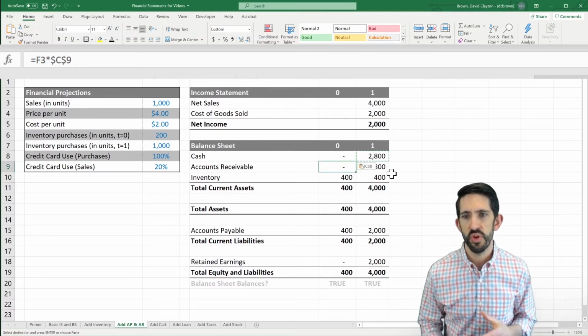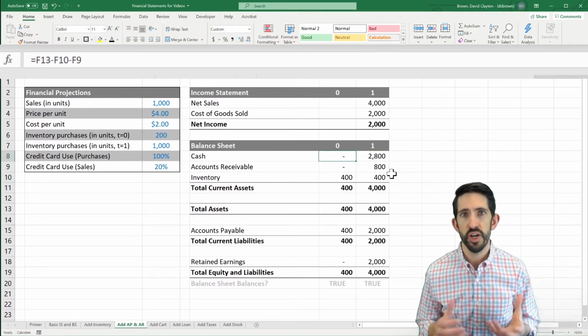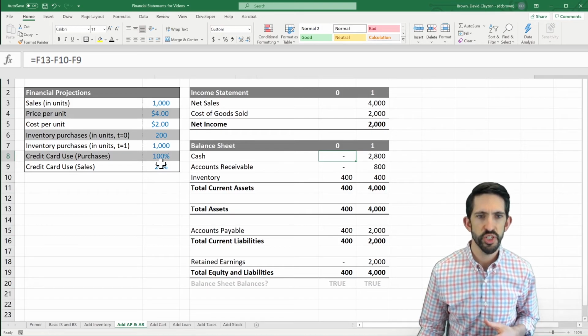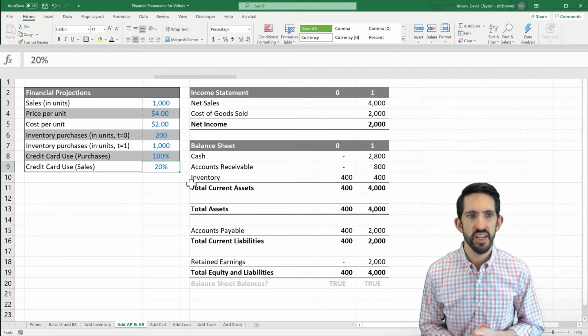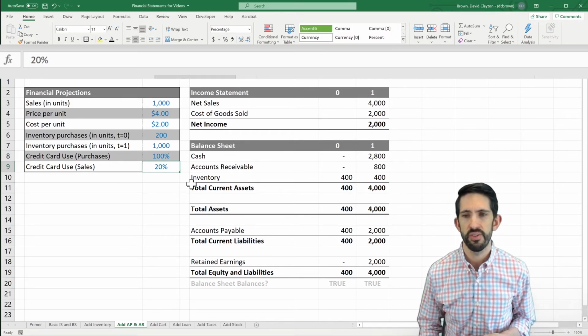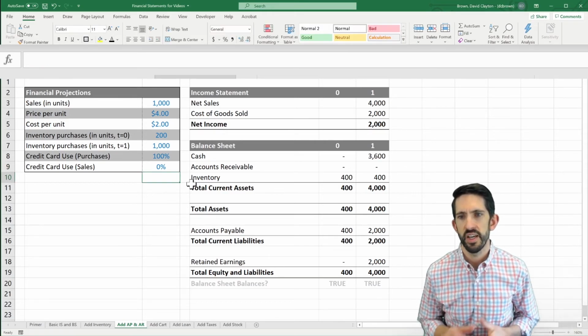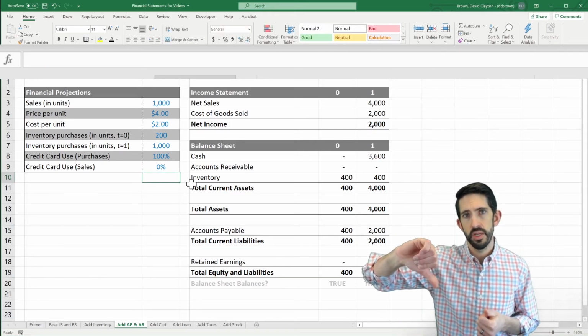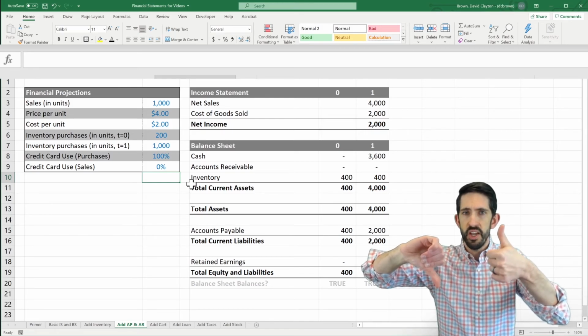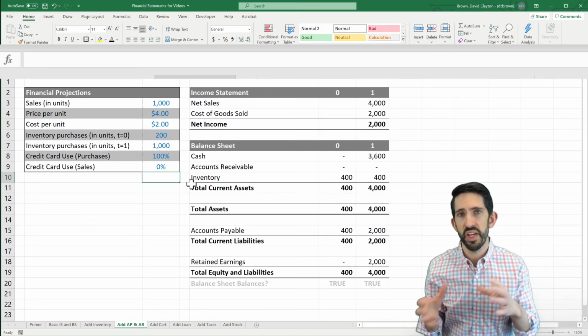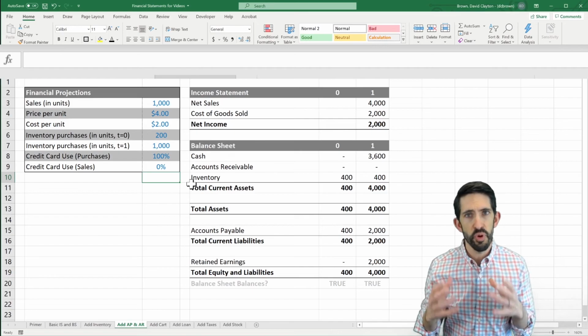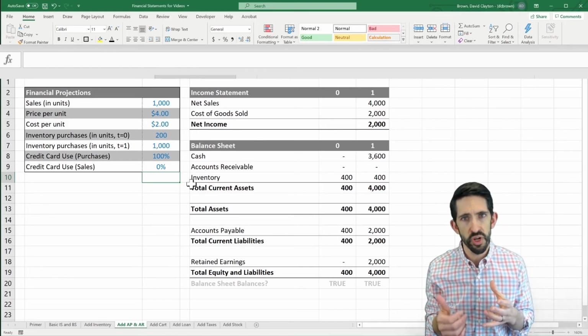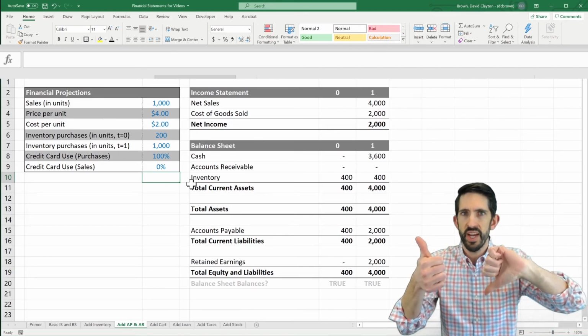And now we can see what changing accounts receivable does to our cash position. And let's do that by changing our parameter over here. So say no one uses credit cards. If this is 0%, accounts receivable goes down and cash goes back up. Now importantly, because accounts receivable and cash are both assets, they're both on the same side of the balance sheet. So if one goes up, the other has to come back down.